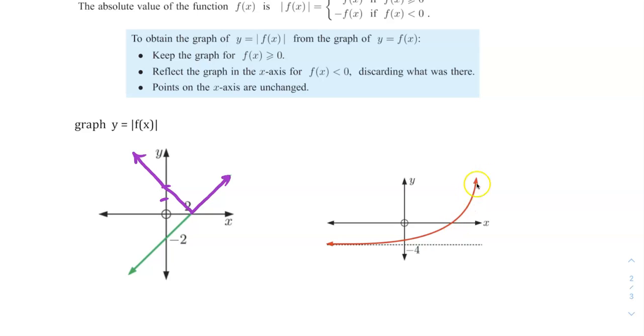Over here, what part stays? This part. That's all the same, but this part gets flipped up. We're going to flip it across here because it has to be positive. So it's going to look like this. Negative 4 becomes 4, the asymptote is, and it's going to look kind of like this. So that's our graph, the purple, going like this, down, and then back up again.